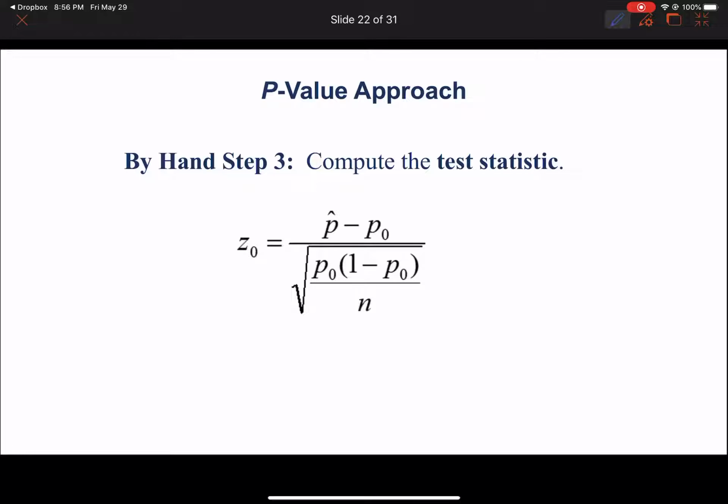Let's do an example. So by hand, step 3, compute your test statistic. This is how you do it. This is a really great thing you can use on your final project. One thing that people have done with their final projects is they have looked up whatever the statistics were in the past. For example, let's say the number of dog owners that believe they should take their dog to the dog park regularly to socialize them is 45%. I believe that value is higher. I found the 45% on some website somewhere.